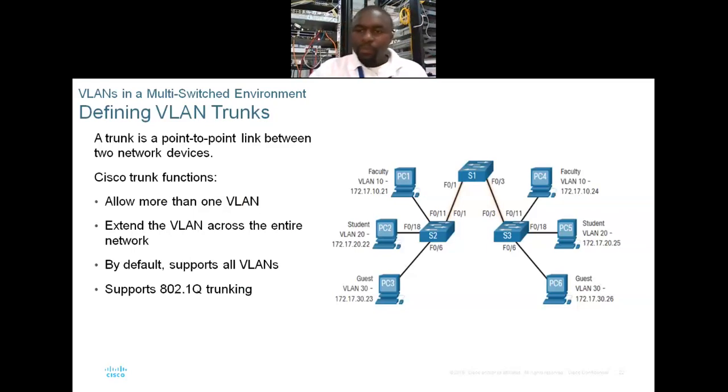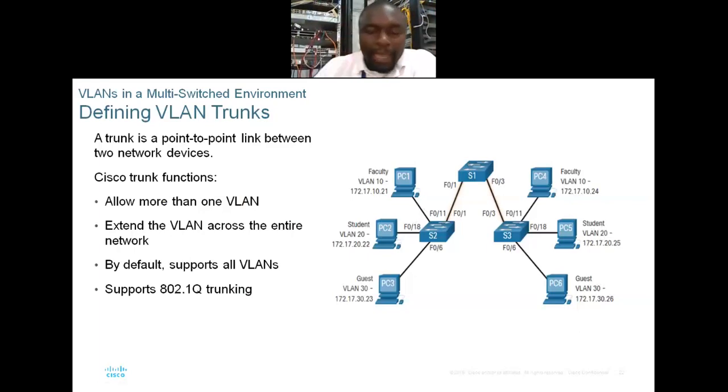So for instance, look at this image here. We have switch 1, switch 2, and switch 3. Switch 2 and switch 3 are connected to VLAN 1. Within switch 2, we have 3 VLANs: guest VLAN, student VLAN, and faculty VLAN. Switch 3 has the same: guest VLAN, student VLAN, and faculty VLAN. And these 3 switches are in different locations entirely.